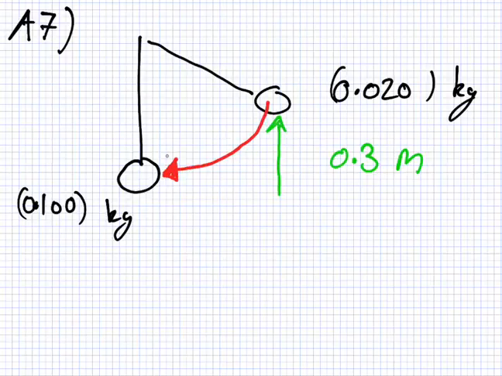Not only do they smash, but they stick together as well. So you can think of like some glue here and here. The two masses then stick together and move as one object.